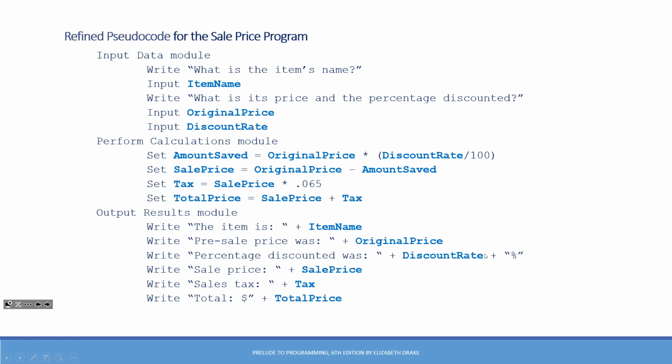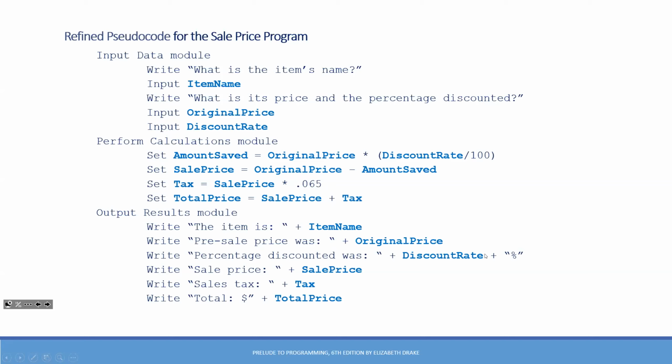Now here, this one is blown out a little bit. Now we actually see the full write statements for the prompt and the input, the write statement for the prompt for our discount and original price. And then in our output module, we've added in some nice descriptions to our fields. So we won't just be outputting item name without any sort of annotation to know what it is. So this is the full pseudocode.